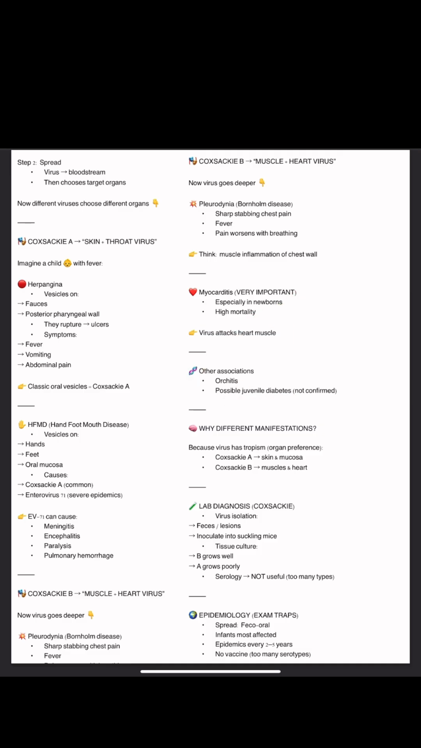Why different manifestations? Because the virus has tropism, an organ preference. Coxsackie A prefers skin and mucosa. Coxsackie B prefers muscles and heart. And again, their serotypes have different preferences.